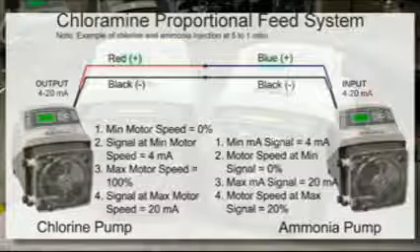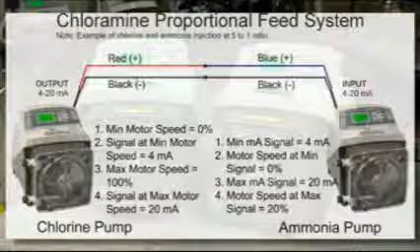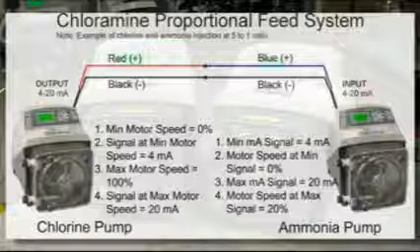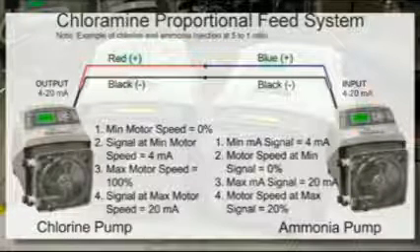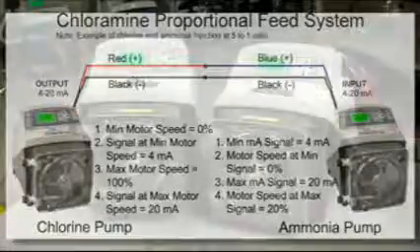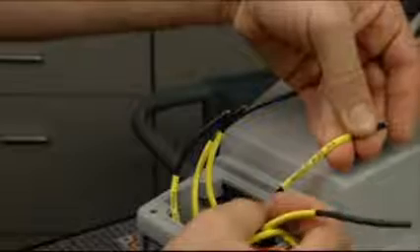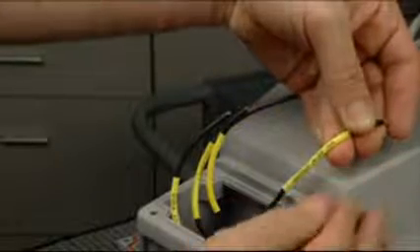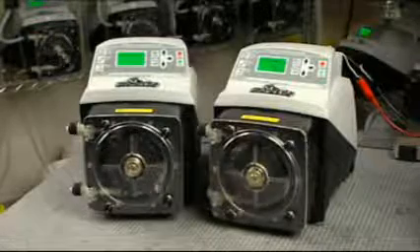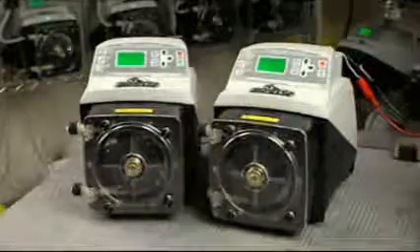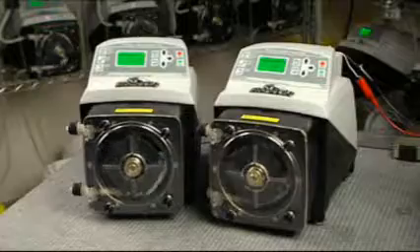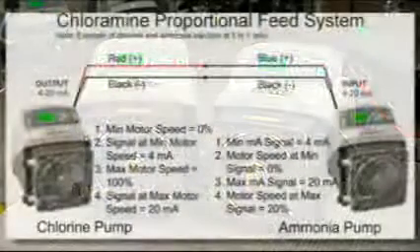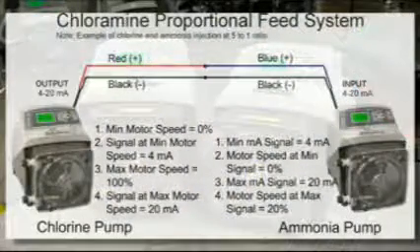4 output signal values must be configured in the primary chlorine pump, and 4 input signal values must be configured in the secondary ammonia pump. Connect a 2-conductor signal wire to the lead wires labeled Output 4 to 20 milliamp, located in the junction box of the primary pump. Connect the other end of the signal wire to the blue and black input signal wires located in the junction box of the secondary pump.